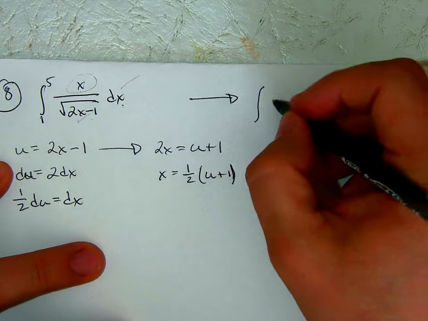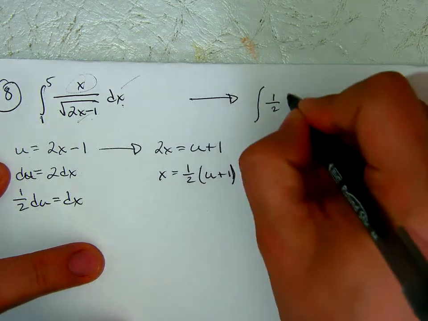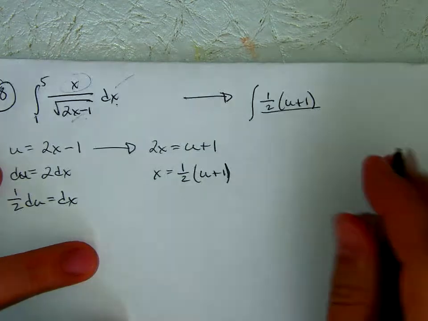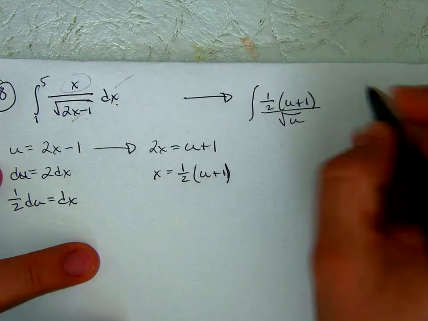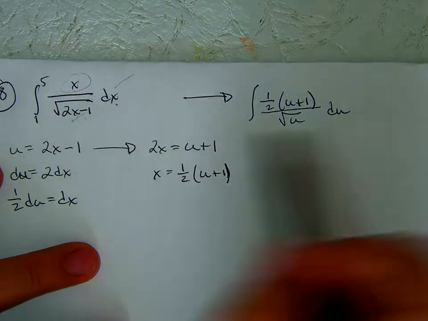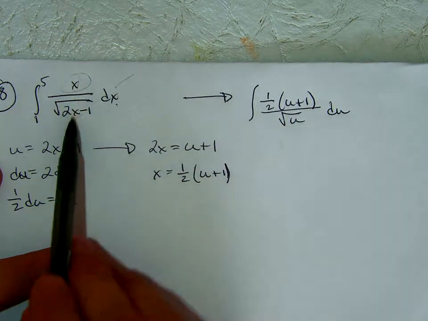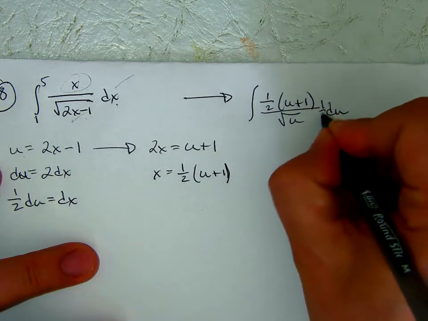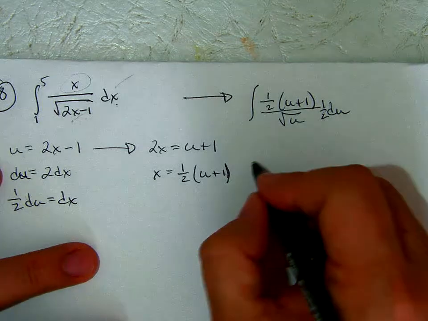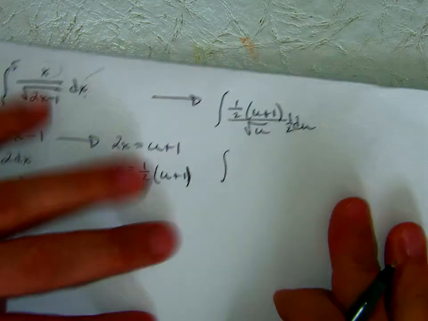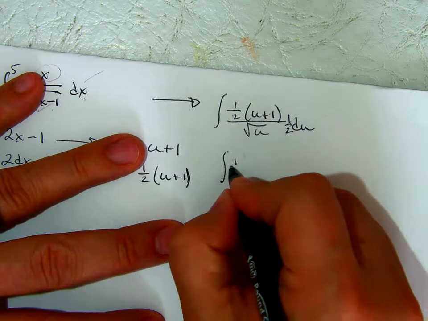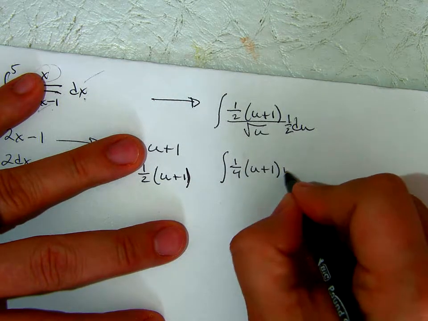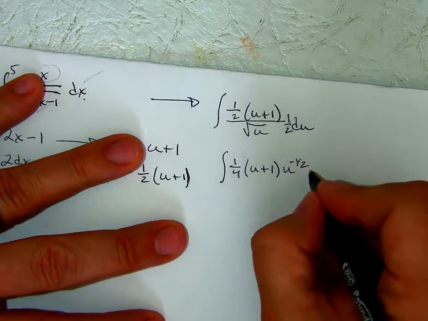So I've got the integral of 1/2 u plus 1 divided by the square root of u du. Right, so this is 1/2 u plus 1. This is the square root of u. This is 1/2 du. Oops, I forgot my 1/2. Okay, so I'm gonna clean that up a little bit so that I can do some easier integration. I end up with 1/4 u plus 1 times u to the negative 1/2 du.